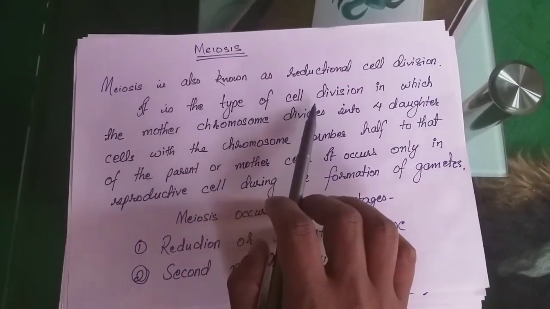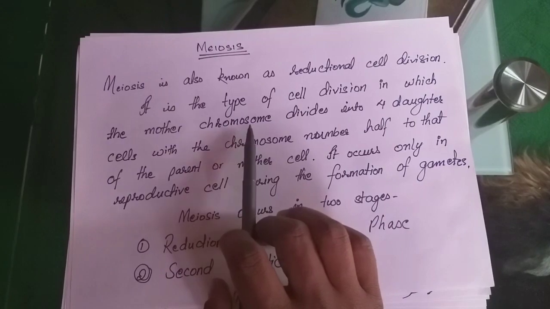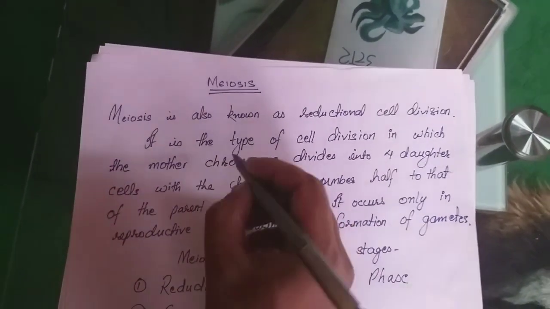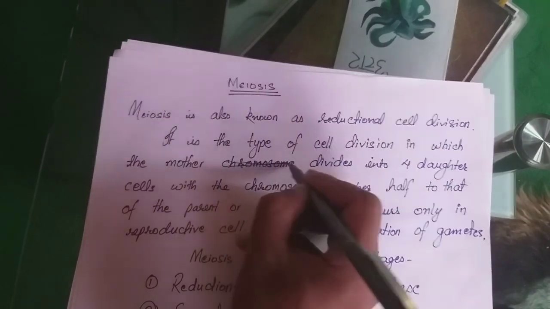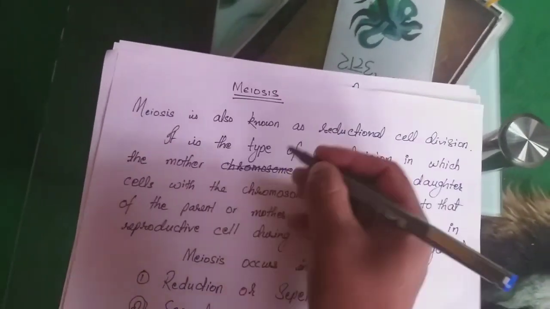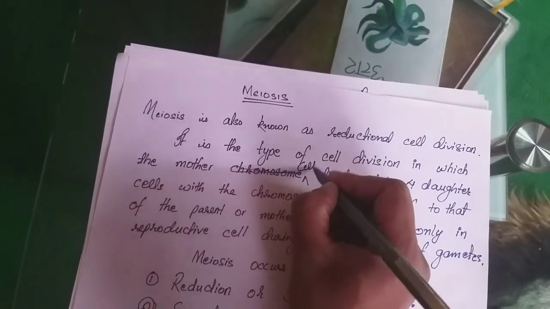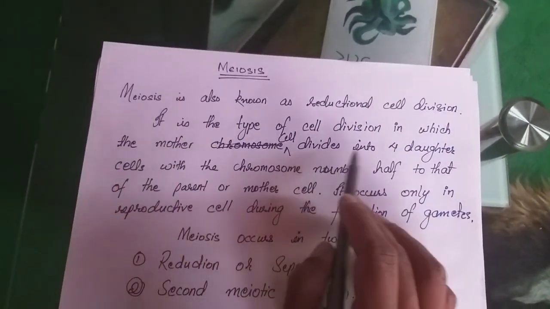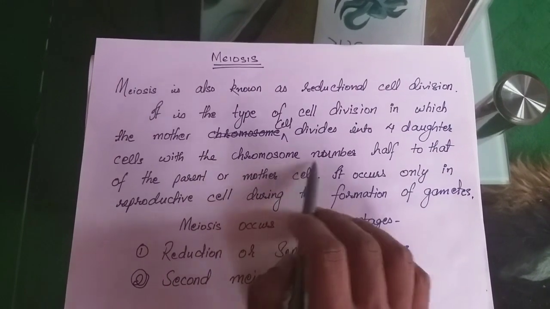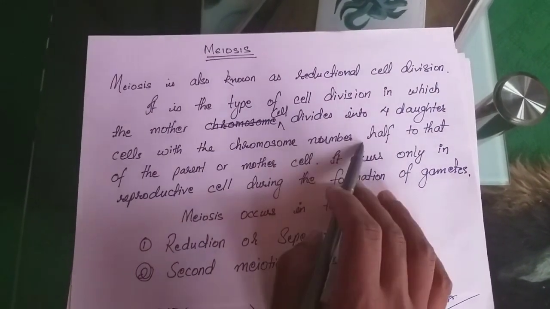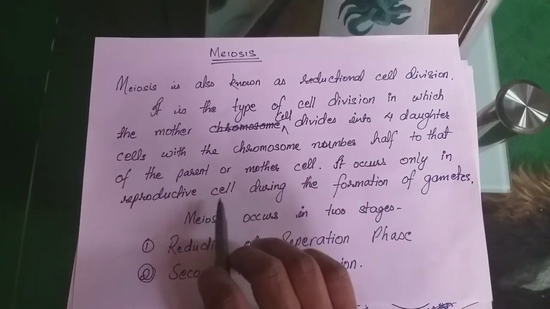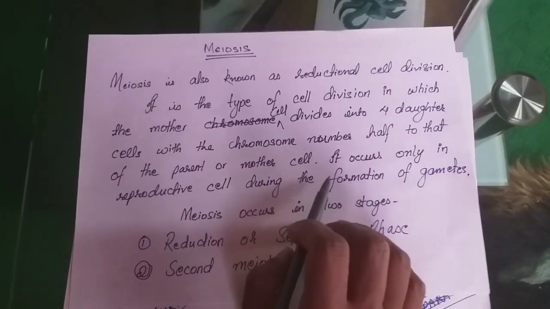It is the type of cell division in which the mother cell, not chromosome, it is cell. So it is the type of cell division in which the mother cell divides into four daughter cells with a chromosome number half to that of the parent or mother cell. It occurs only in reproductive cells during the formation of gametes.